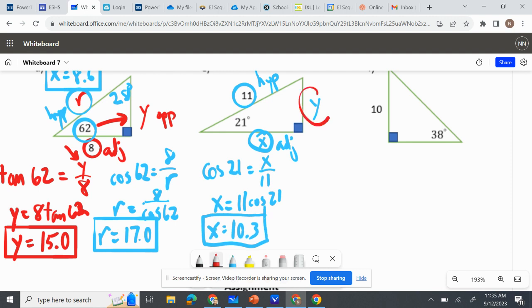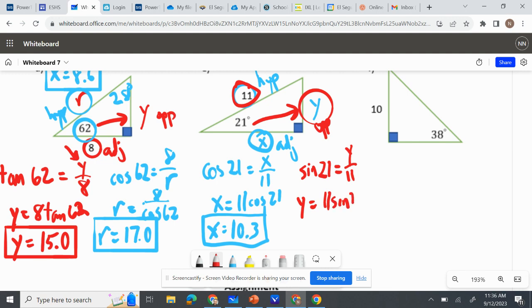For the second one, I'm going to solve for y. And so that would be my opposite side and my hypotenuse. Opposite over hypotenuse is sine of 21 is equal to y over 11. So since the y is on top, that means we're multiplying. And what that gives us is 3.9.